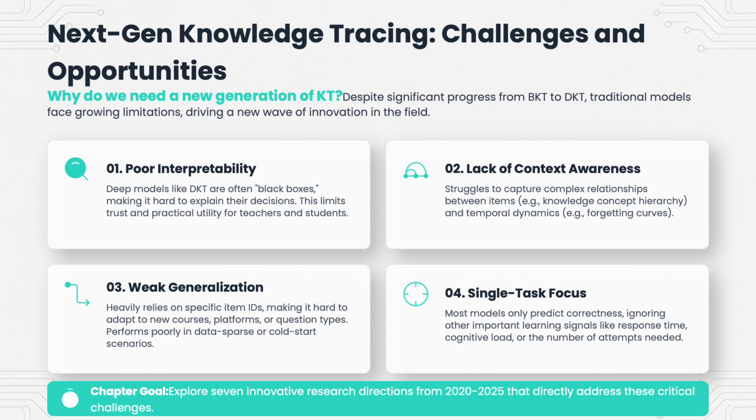Traditional KT models, while powerful, faced significant challenges. They were often black boxes with poor interpretability, which made them hard to trust for educators. They struggled with context, like understanding the hierarchy of knowledge concepts or the impact of time on forgetting. Their generalization was weak, failing when faced with new courses or platforms, and they were mostly single-task focused, ignoring other valuable learning signals like response time. This chapter is all about how the latest innovations are tackling these very problems.